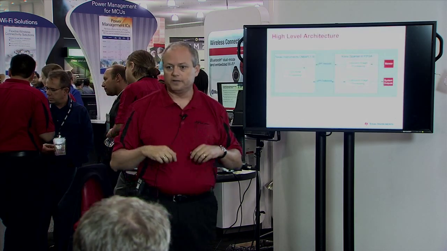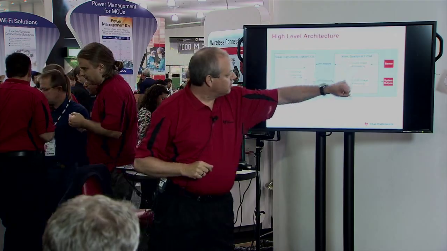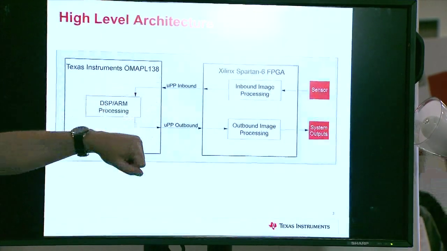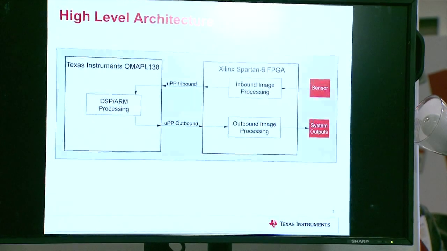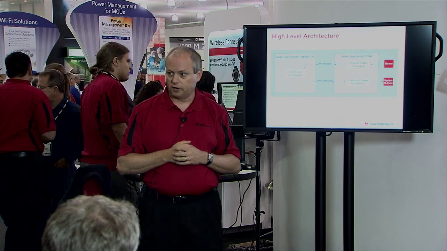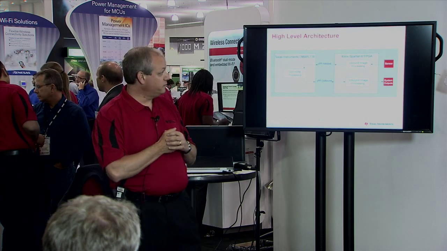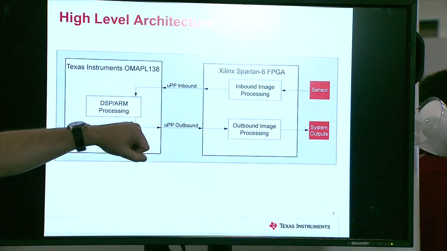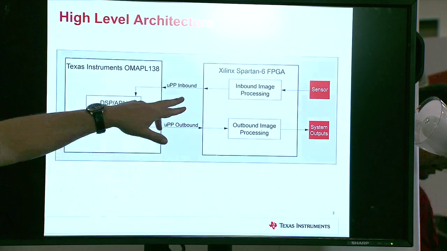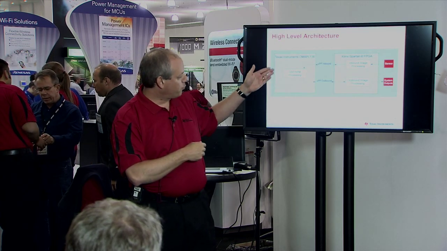So just to give you a little bit of a high-level architecture about how this system works, we have the sensor attached to the FPGA, and we allow the FPGA to do inbound processing. So this might be the pixel culling that we talked about. It might be running an edge detection algorithm or some other type of algorithm that can process the data as it passes through. Once the Xilinx FPGA has completed that, it passes the data across the UPP over to the OMAPL138. There, it's passed into the DSP and then processed.